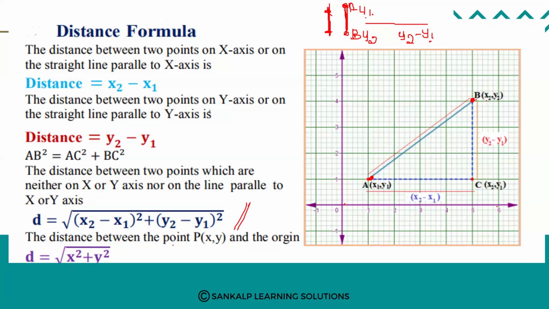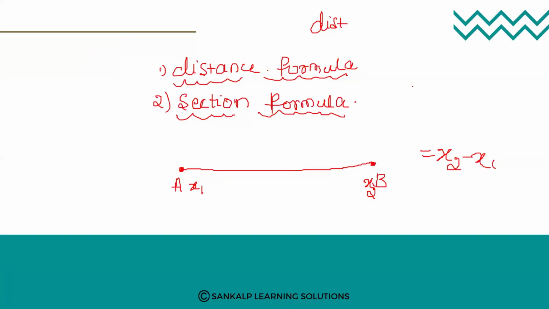If the distance between the point P(x, y) and the origin, see this is the origin. What do we call the origin? This is the x-axis, right? This is the origin O, this is x dash, this is y, this is y dash, right? When the x-axis and y-axis intersect at a particular point, that point we call the origin. This origin can be denoted by the letter O, right?